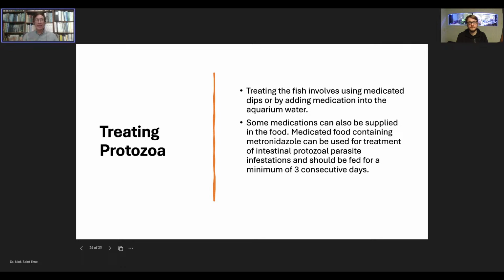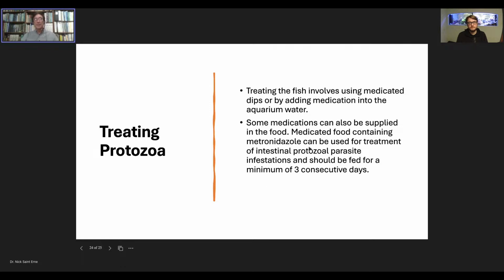A 10-gallon aquarium doesn't hold 10 gallons of water because you're not filling it all the way to the top. You have other things in it that displace water. So you have to know how much water is actually in the tank and then measure your medication properly so you're giving it the right amount of medicine for that volume of water.